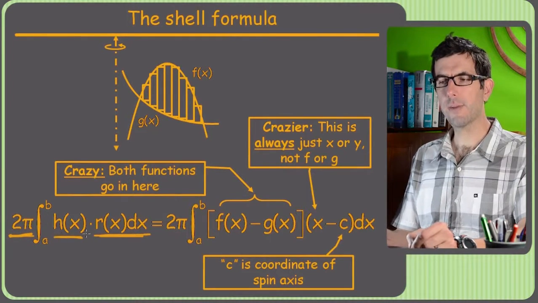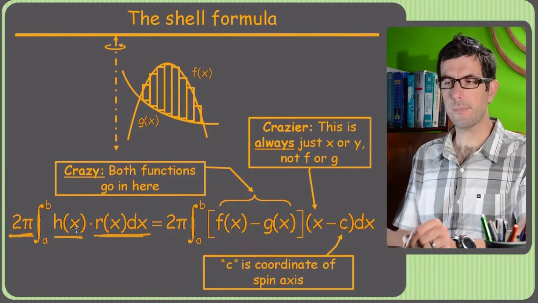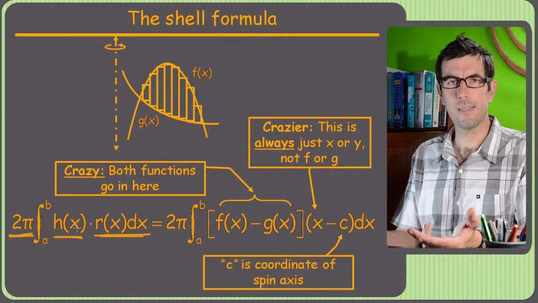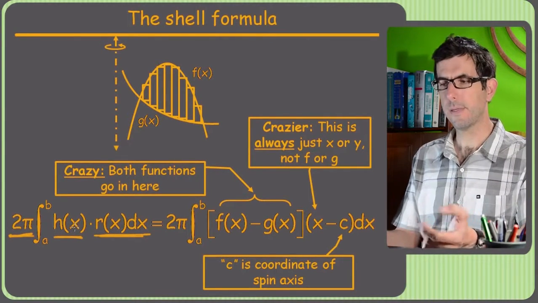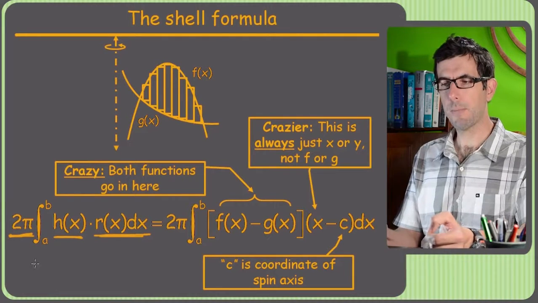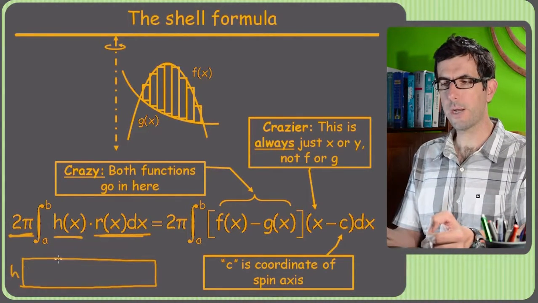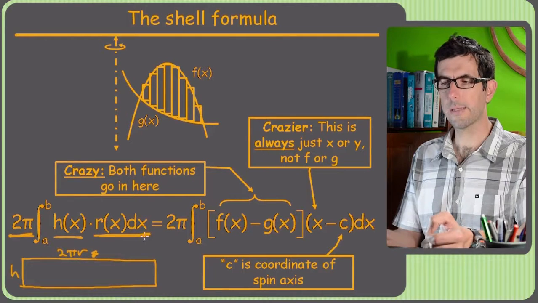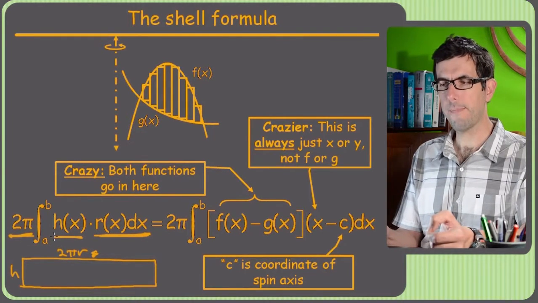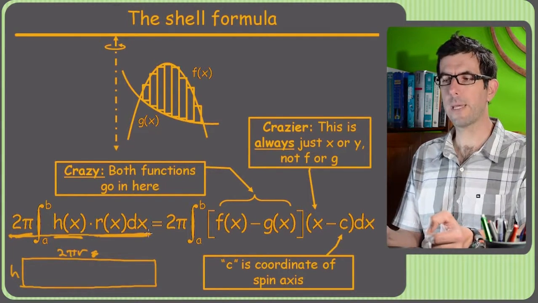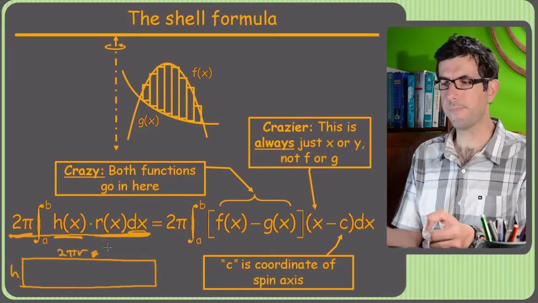So what is this thing right here, this h of x? H of x is just the height of each little rectangle, right? So this is the exact same thing we just came up with a second ago, where when we have a rectangle like this, we've got h here, and we've got 2 pi r here, and then of course the thickness was the dx. So 2 pi r, and then h. So that's just the area. All this right here is just the area of a rectangle, and then dx is its thickness.